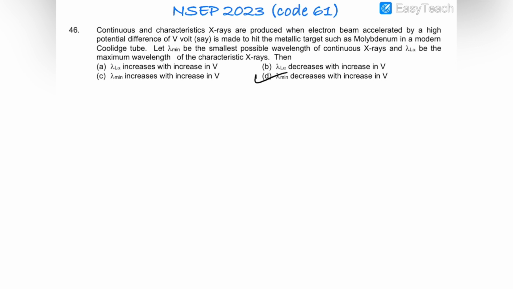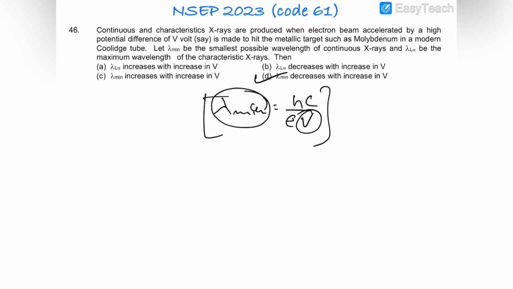And lambda minimum is the smallest wavelength of the continuous X-rays, and lambda L alpha is the maximum wavelength of the characteristic X-rays. In all four options we can see that the relation of lambda L alpha and lambda minimum is given with the accelerating potential, and we know that only lambda minimum depends on the accelerating potential. So obviously we know the relation that lambda minimum is equal to hc upon eV. So this is an inversely proportional relation between lambda minimum and V. So the correct answer will be option D.